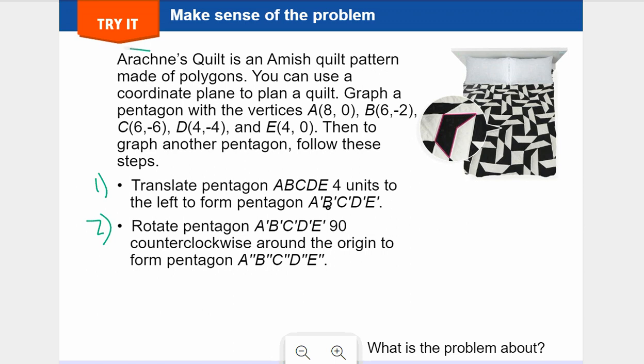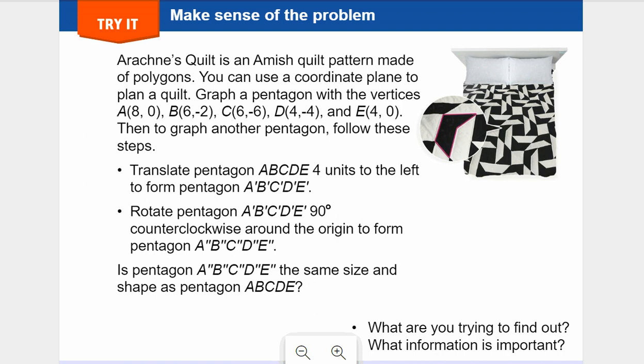So what is this problem about? Well, you could argue that it's about Arachne's quilt and the fact that we're going to try to graph a little bit of a pattern here. So let's read through a second time and just think about what we're trying to find out and what's important. So these are the two questions that we're trying to look at. Arachne's quilt is an Amish quilt pattern made of polygons. You can use a coordinate plane to plan a quilt. Graph a pentagon with the vertices A, B, C, D, and E that are given. Then to graph another pentagon, follow these steps. Translate pentagon A, B, C, D, E 4 units to the left. And then rotate pentagon A prime, B prime, C prime, D prime, E prime, 90 degrees counterclockwise. And our final question is: is pentagon A double prime, B double prime, C double prime, D double prime, E double prime the same size and shape as pentagon A, B, C, D, E?